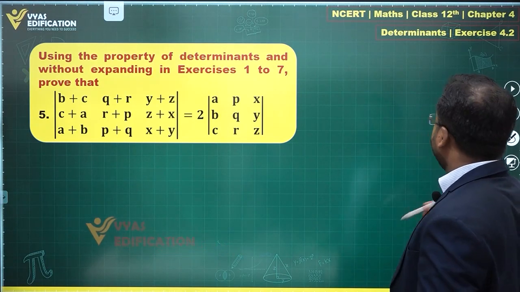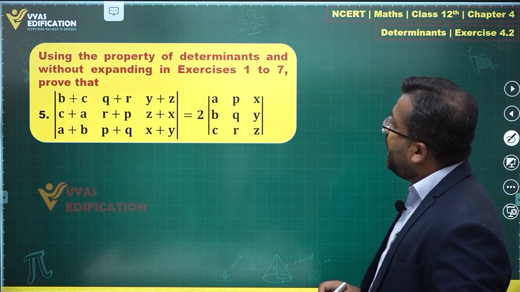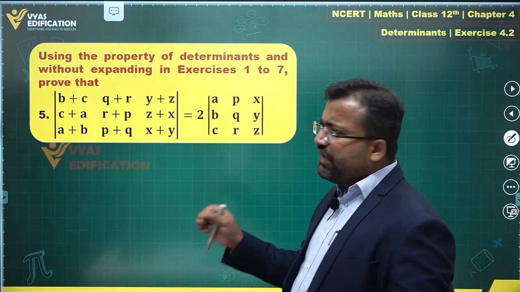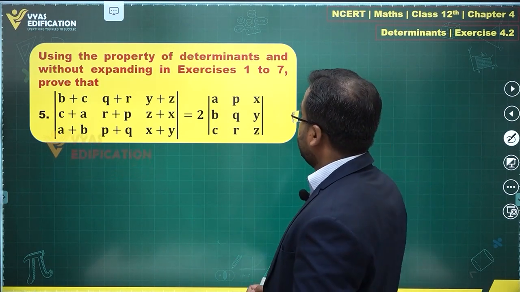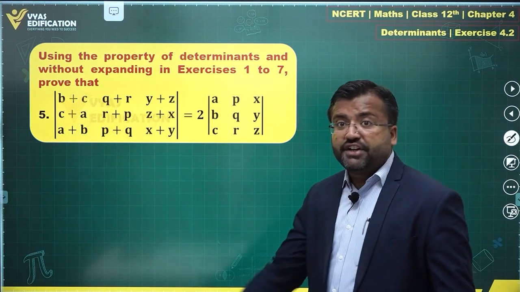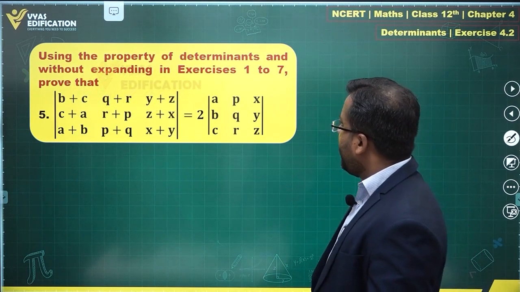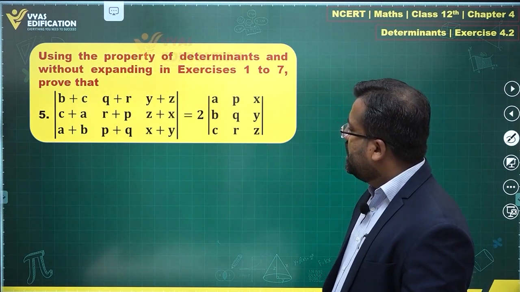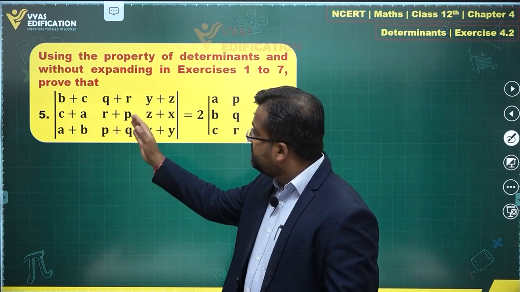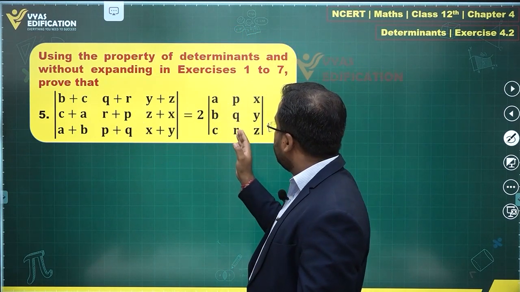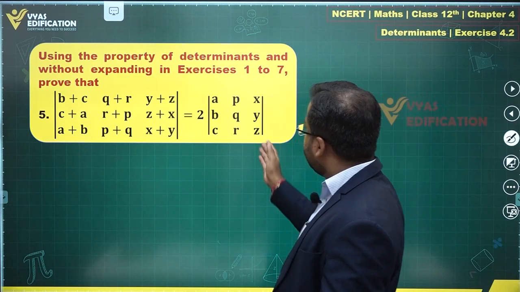The question says: using properties of determinants and without expanding, in exercises 1 to 7, prove that. We are supposed to prove this is equal to this. Now this is a big determinant on the left hand side, and what you have on the right hand side is a pretty simple determinant. You have b plus c, c plus a, a plus b, q plus r, r plus p, p plus q, p q r over here, and then you have y z x and x y z over here.